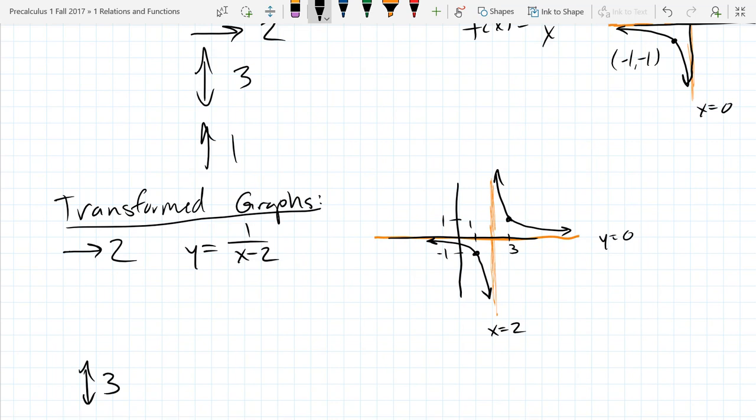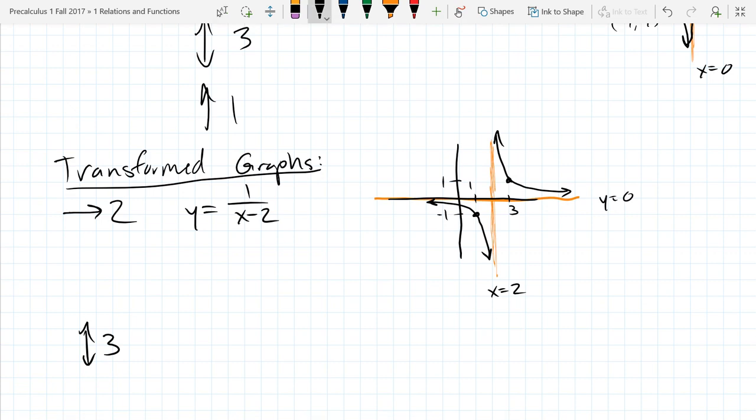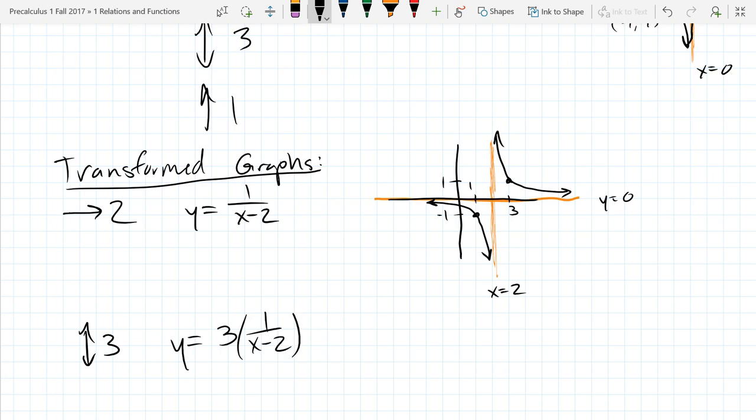So any questions on our shift graph? So we're going to go on to the vertical stretch graph now. So I'm going to write the equation we're graphing. So this is 3 times 1 over x minus 2. So when we graph this vertical stretch, are the asymptotes going to change? So we're going to take this graph, make it 3 times taller. So are the two orange lines going to change?